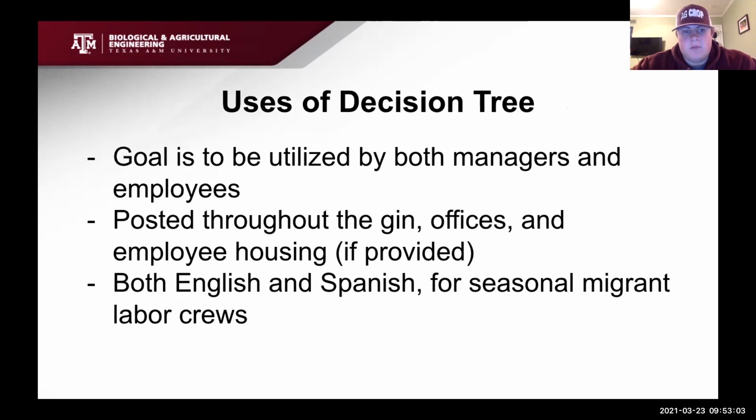We also think it's important that we have it both in English and Spanish, because many gyms have seasonal migrant labor crews. So just making sure that no matter who comes up to read it, that everybody can use it and utilize it in the same way. Now I'm going to turn it over to Doug to kind of go over our economic analysis.